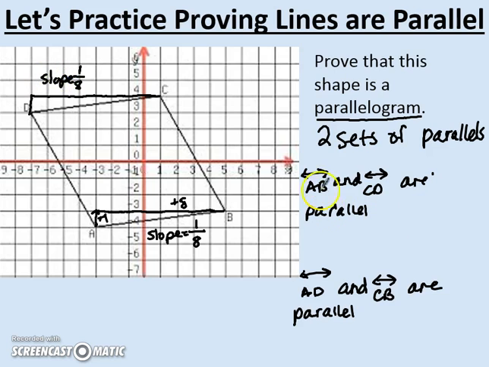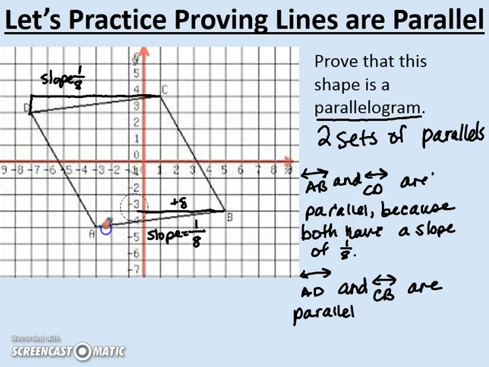So we can finish our statement now. Line AB and line CD are parallel because both have a slope of 1/8. Now we go on to AD and CB. So I'm going to go ahead and erase this just so that we have less visual clutter to look at.